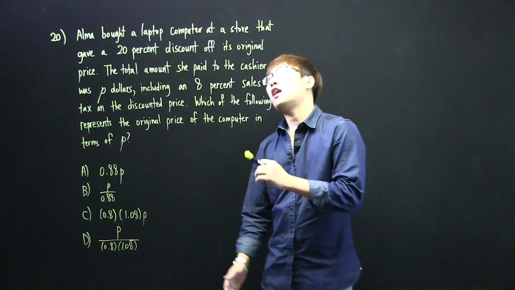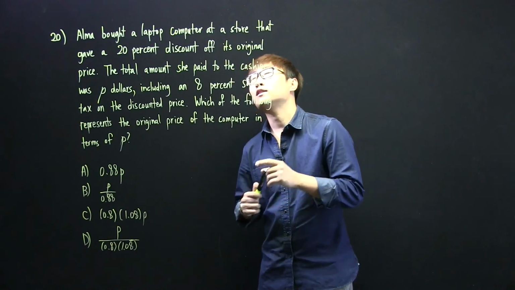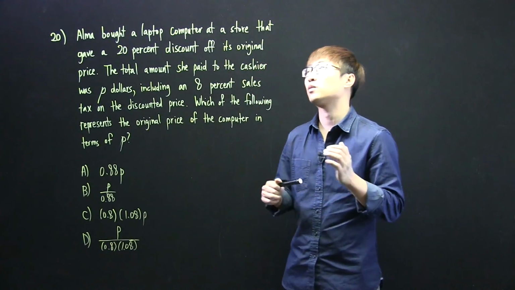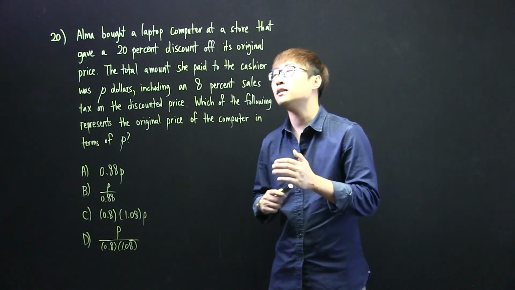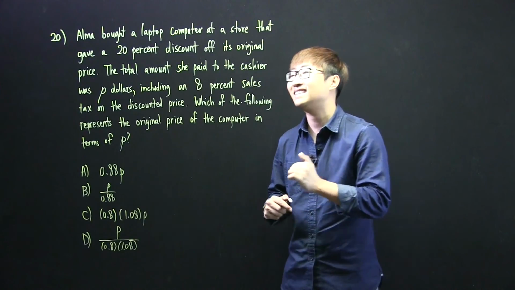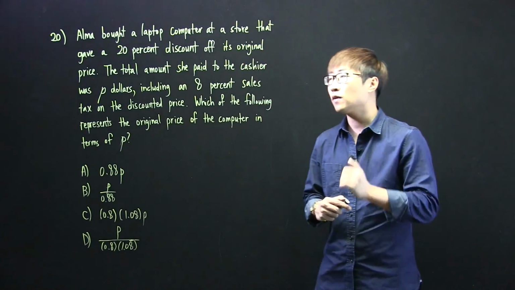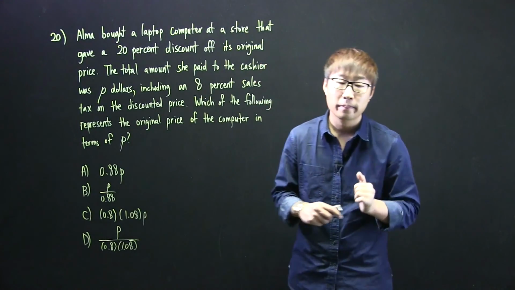Number 20. Alma bought a laptop computer at a store that gave a 20% discount off its original price. The total amount she paid to the cashier was P dollars, including an 8% sales tax on the discounted price. Which of the following represents the original price of the computer in terms of P?